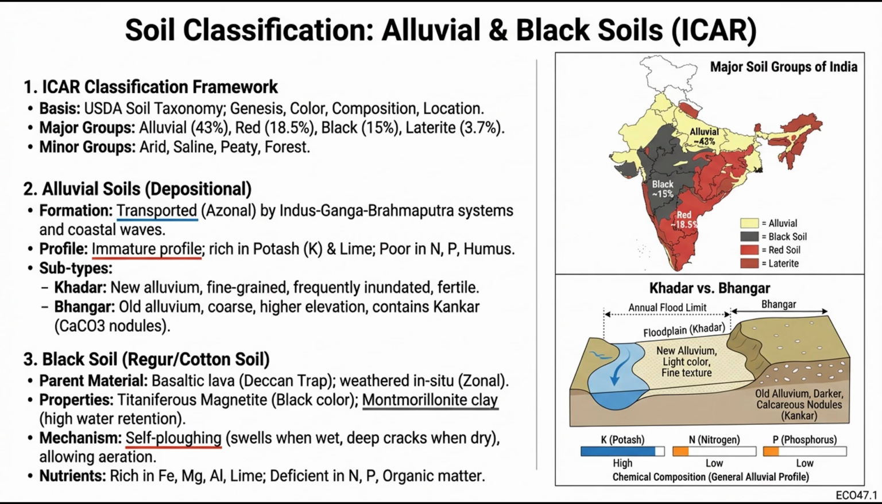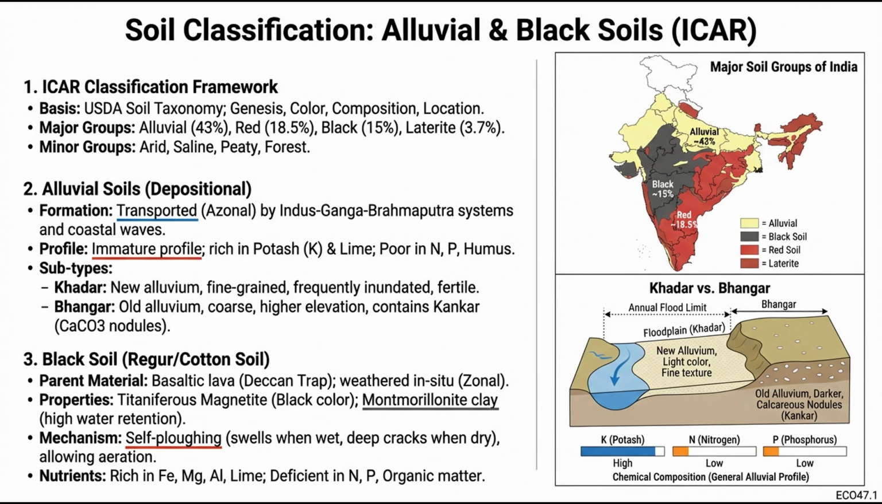known as kankar. Right? On the other hand, we have black soil, also known as Regur or cotton soil. Unlike alluvial soil, this is zonal or in situ soil. It was formed right where it sits, primarily from the weathering of volcanic rocks, specifically basaltic lava of the Deccan Trap. Its most defining characteristic is its clay content, specifically Montmorillonite clay. Note कर लो इसको.